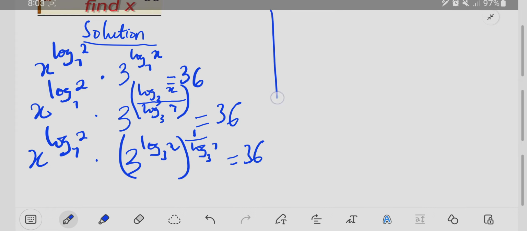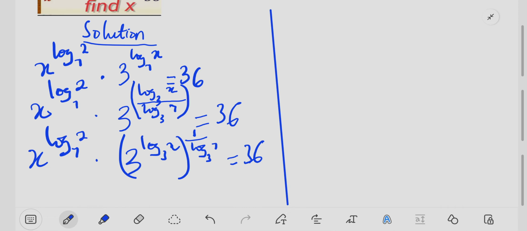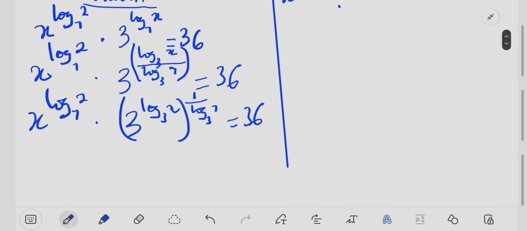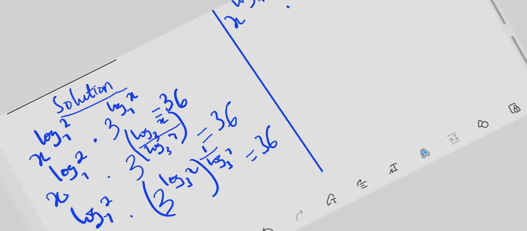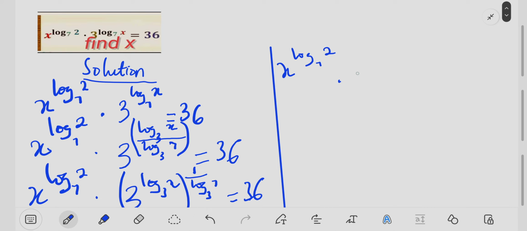Okay, so from here we can proceed and then write this as log to the base 7 of 2 multiplying, so the whole of the term in the brackets becomes just an x. So we are going to get x raised to the power 1 over log 7 base 3 equals 36.